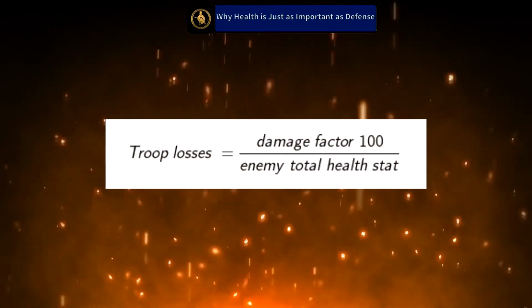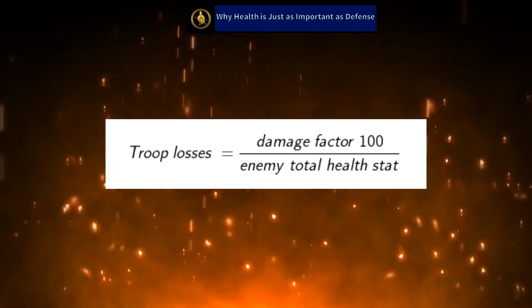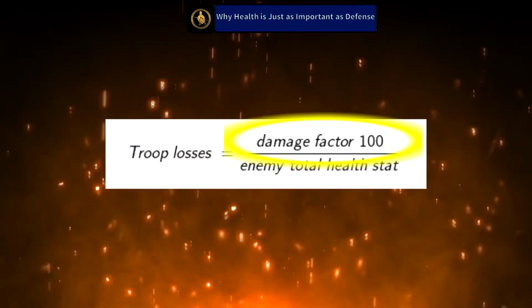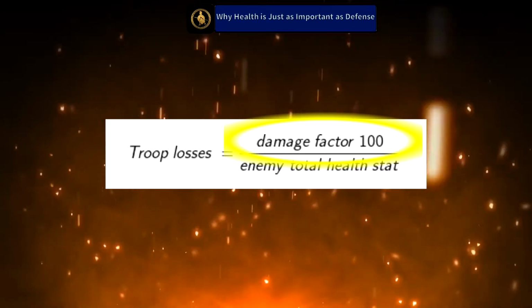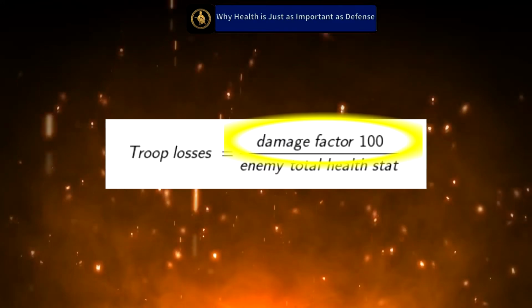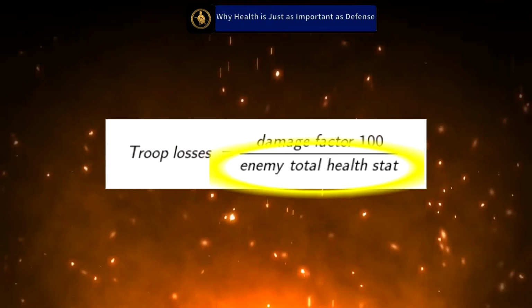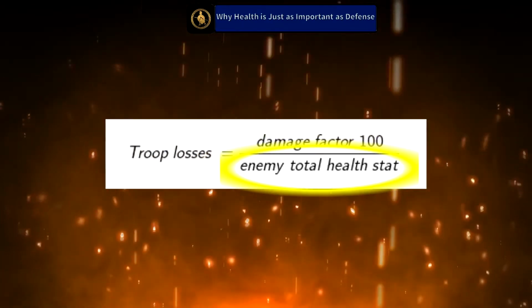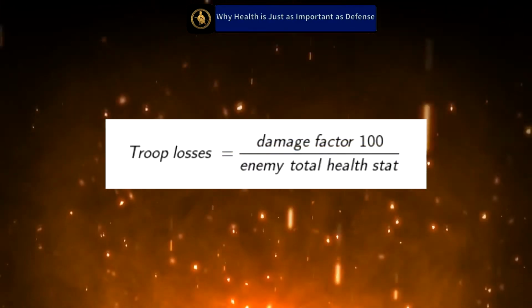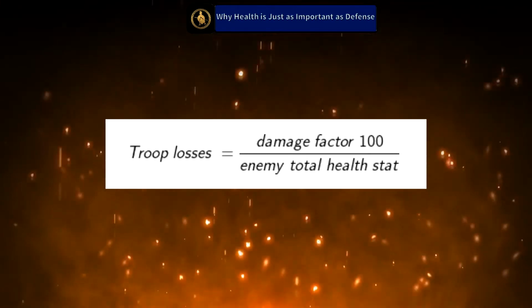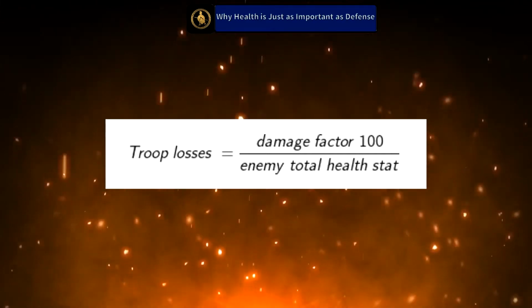Troop losses. Troop losses tell us how many troops will die from the damage calculated in the previous calculation. So the damage factor 100 is the total damage after all variables of the previous formula have been taken into account. In other words, the total damage inflicted after we've accounted for the defender's defense stat. This is then divided by the defender's total health stat. So this is where we now start to have a relationship between defense and health. So you can now appreciate from the 2 formulas, the one we've just covered and the one previous to that, how important defense and health are in resisting an enemy's attack.